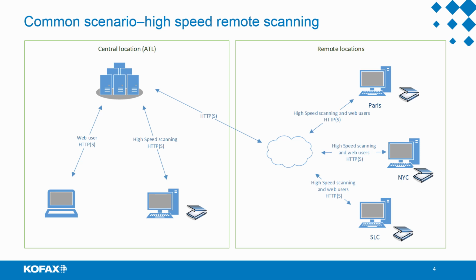The diagram you're looking at is a common scenario where link server is deployed. You can see that high speed scanning is required at both the central and remote sites. Without link server, the high speed scanning works perfectly at the central site. However, at the remote site, we'll run into some challenges. The main challenge is that the network bandwidth at the remote site is oftentimes too slow, and this can cause frustration with the scan operator, as the scanner will be running much slower than its rated speed. This can be resolved by placing a link server at each remote site.